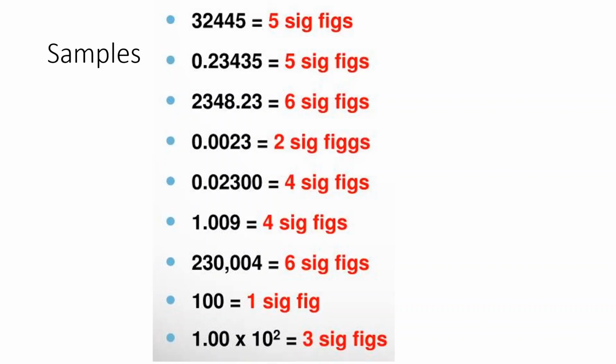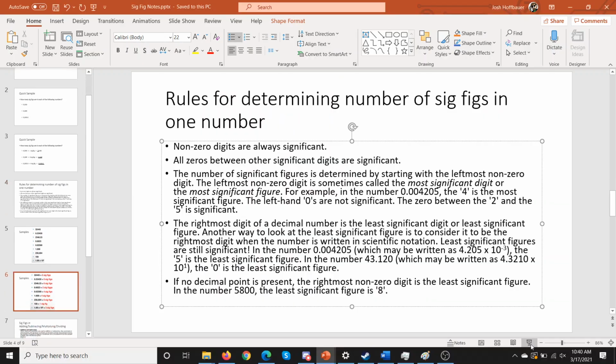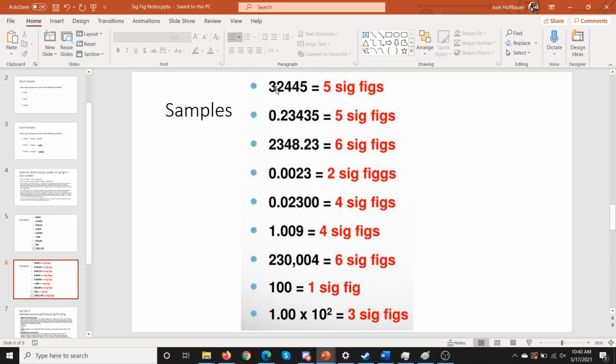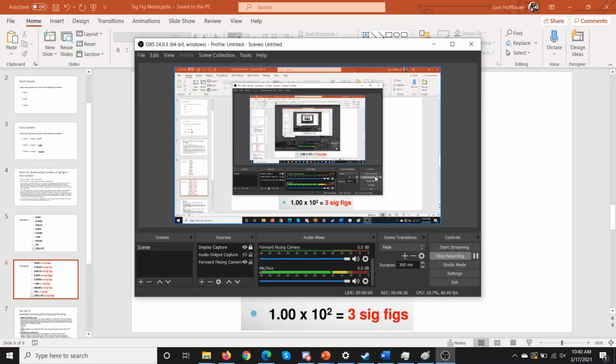Using these rules, take a quick look at some of these sample questions here. A couple different types of numbers we've got here. You can pause and think about each one for a sec. And moving on to the next slide, we have the number of sig figs in each. I'm actually going to come out real quick. Can you even see my cursor on OBS?